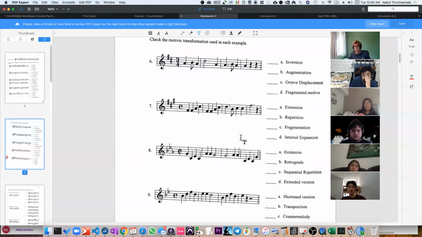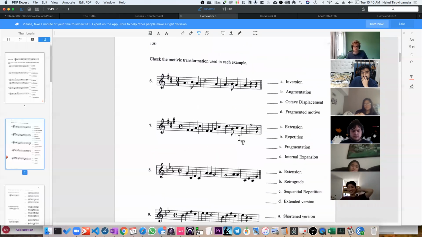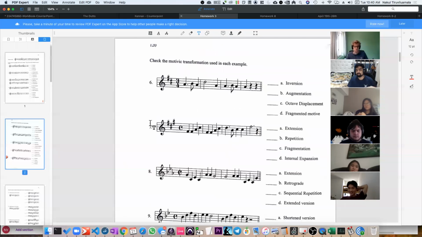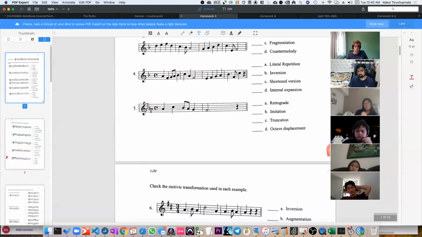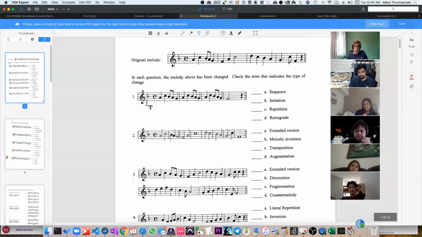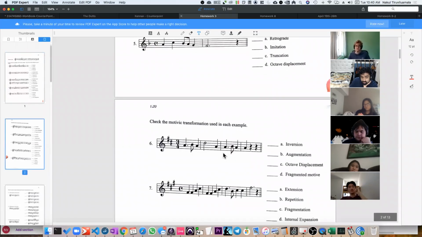So are these melodic phrases still based on the top one given at the very beginning? Are they all based on the same one, or are these independent phrases? 6 and 7 onwards are independent. The first 5 are based on the first original melody. Will repetition be marked wrong? No, repetition will not be marked wrong.